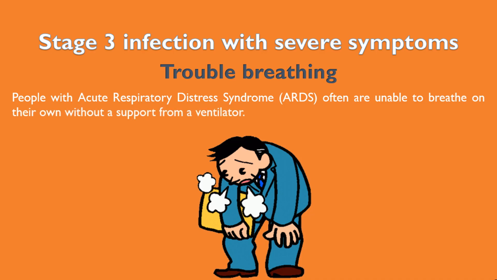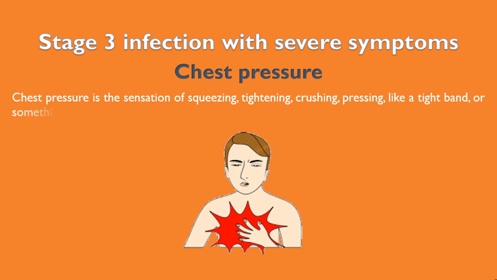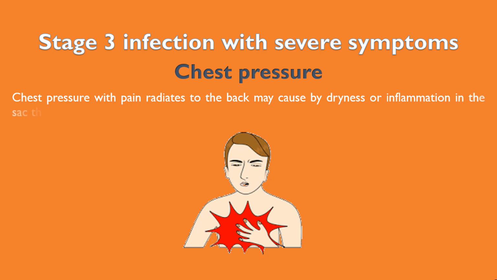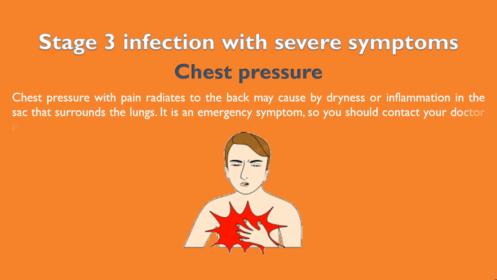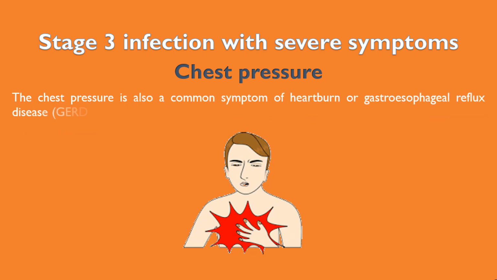Chest pressure. Chest pressure is a sensation of squeezing, tightening, crushing, pressing like a tight band or something heavy around the chest area, with or without pain. Chest pressure with pain radiating to the back may be caused by dryness or inflammation in the sac that surrounds the lungs. It is an emergency symptom, so you should contact your doctor if you experience persistent chest pressure. The chest pressure is also a common symptom of heartburn or gastroesophageal reflux disease (GERD). So try to distinguish these two.